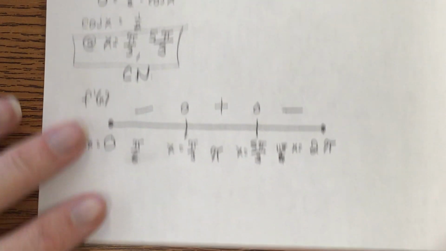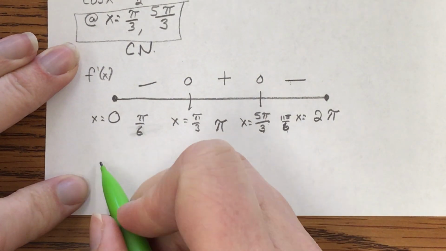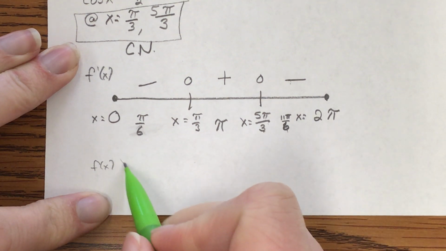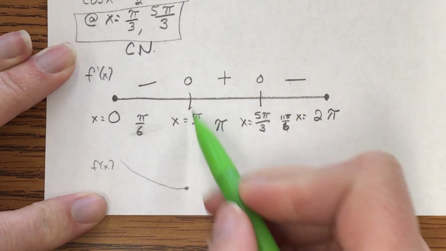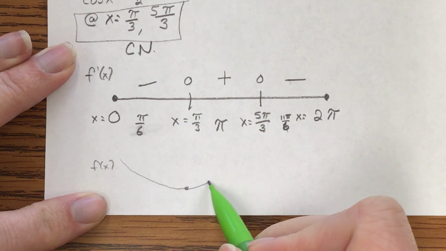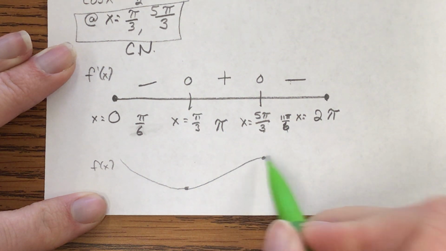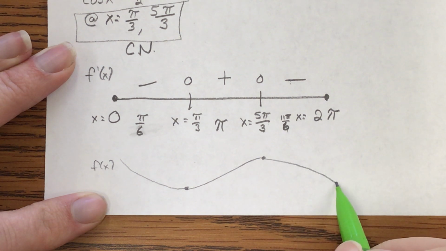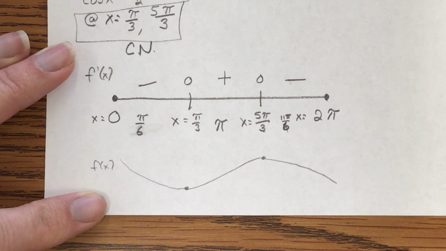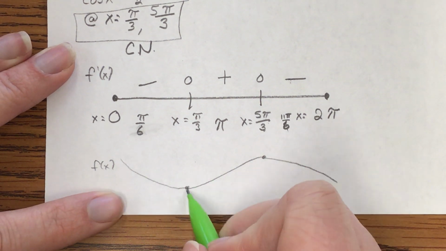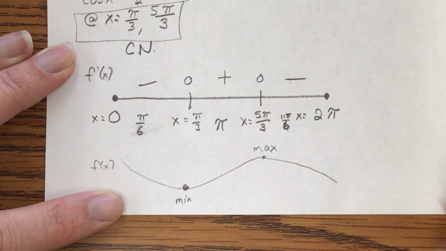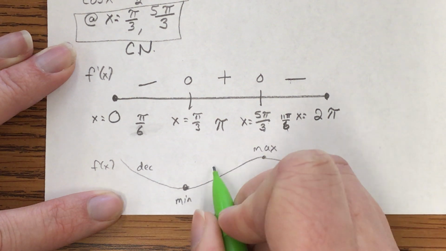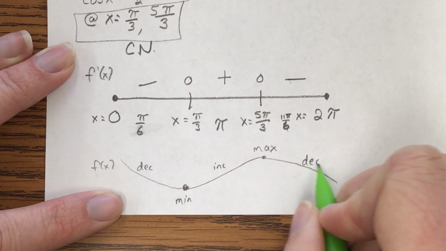So our graph looks something like this. Our graph of f of x is decreasing. Then we reach a minimum at pi over 3, and then our function is increasing, and then we reach a maximum, and then our function is decreasing again. Okay, I don't know how tall these spots are. But I know that right here there is a minimum and right here there is a maximum. And we have a decreasing function, increasing function, decreasing function.